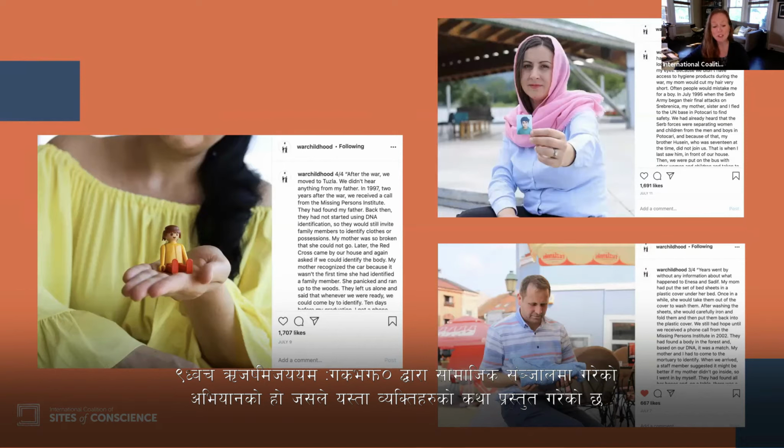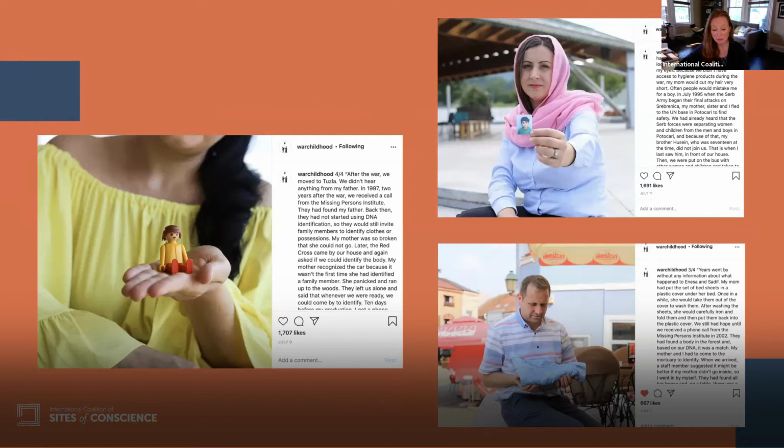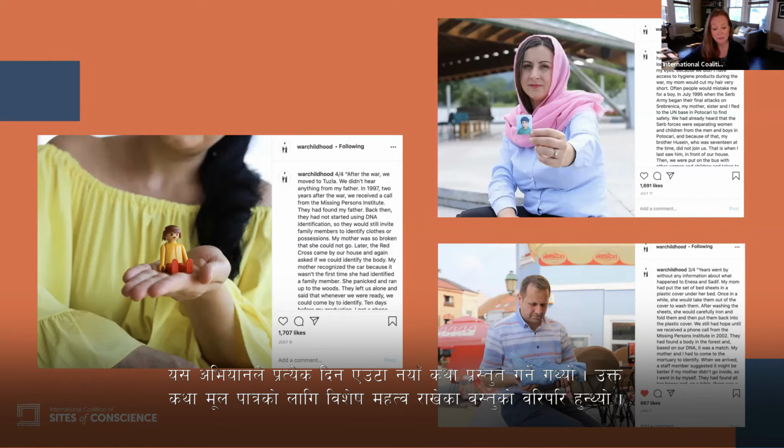The campaign featured a different story for a number of days, centered around an object that meant something to that person. Perhaps it was a gift from a parent who was killed in the war, or perhaps it was an item that brought them comfort during that time.